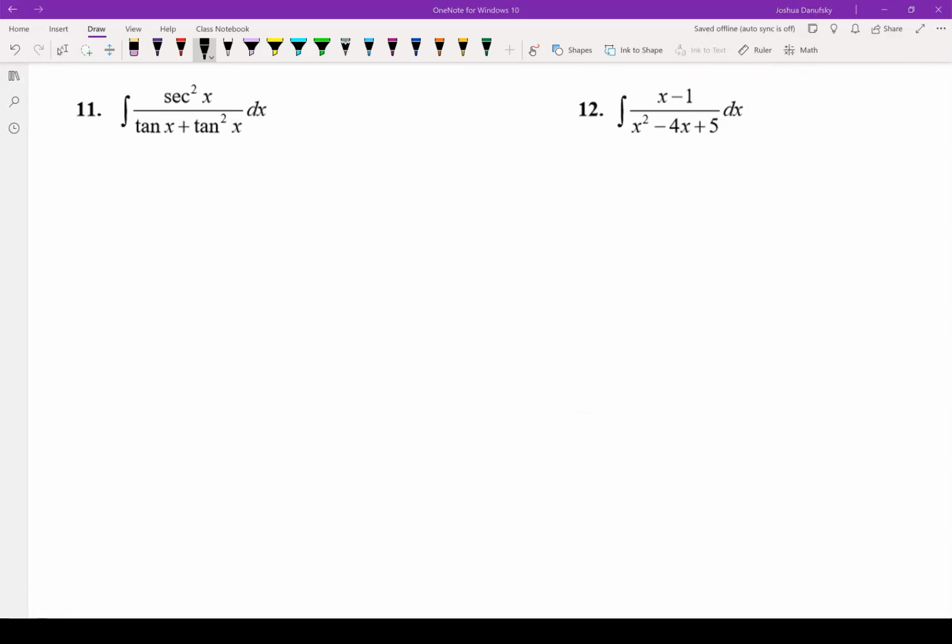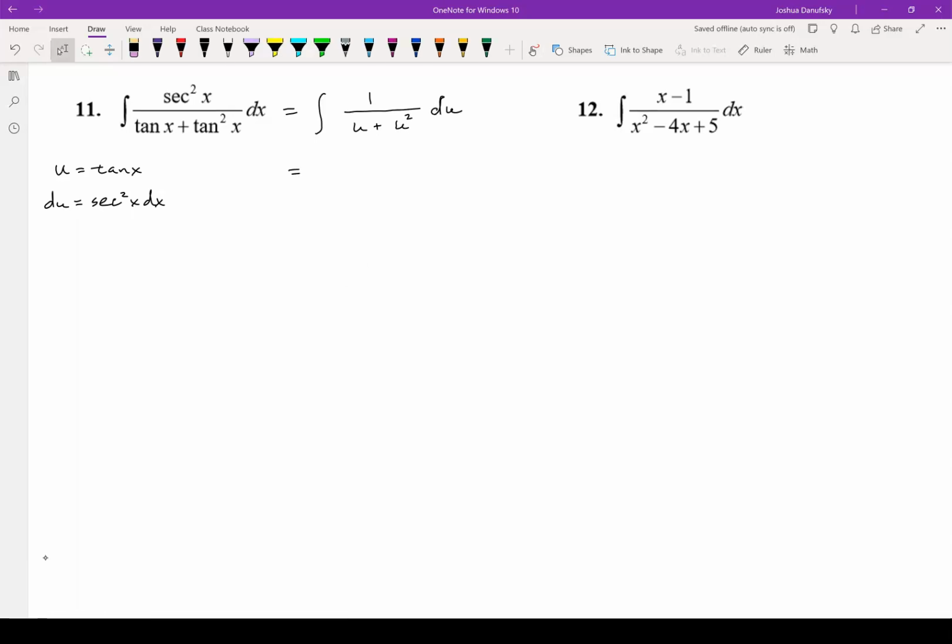Number 11, the integral of secant squared x over the quantity tan x plus tan squared x dx. Oftentimes it's best to try u substitution first, and since we know that the derivative of tangent is secant squared, choosing u to be tan x seems to make sense. So we have du is equal to secant squared x dx. And we can rewrite this integral as 1 over u plus u squared du.